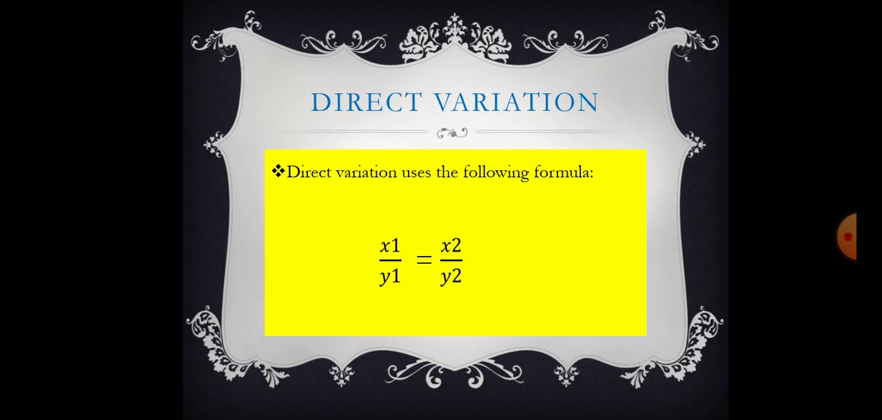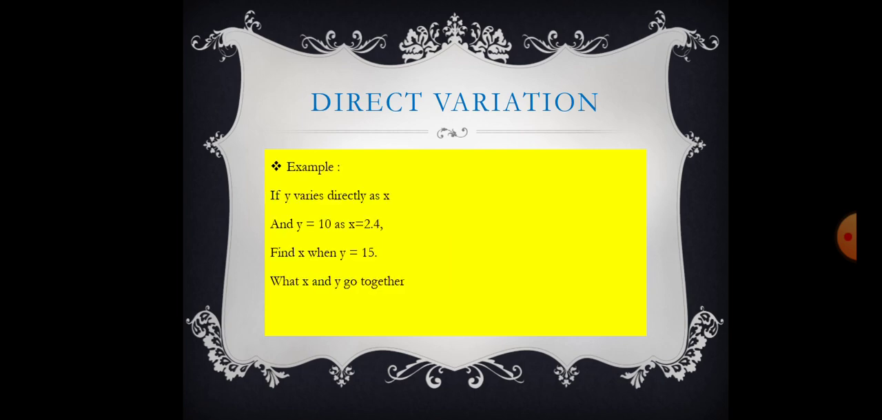So direct variation uses the following formula: x1 upon y1 equals x2 upon y2. These are the representations of the quantities. We will consider one quantity as x1. With x1, the given value is y1, and if the second quantity is represented by x2, then for that x2 the value is y2. The formula we will use: x1 divided by y1 equals x2 divided by y2. Here both ratios are the same. It happens in direct variation.